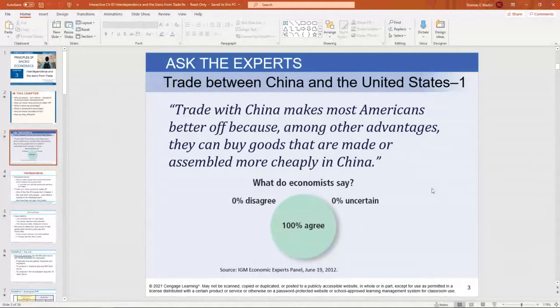Because of the reduced cost of producing goods in China, somebody making a t-shirt in North Carolina can't compete with the same price or cost structure that they have in China, when their wages are probably 200% lower than what we have in North Carolina, if not more, if they use prison labor.